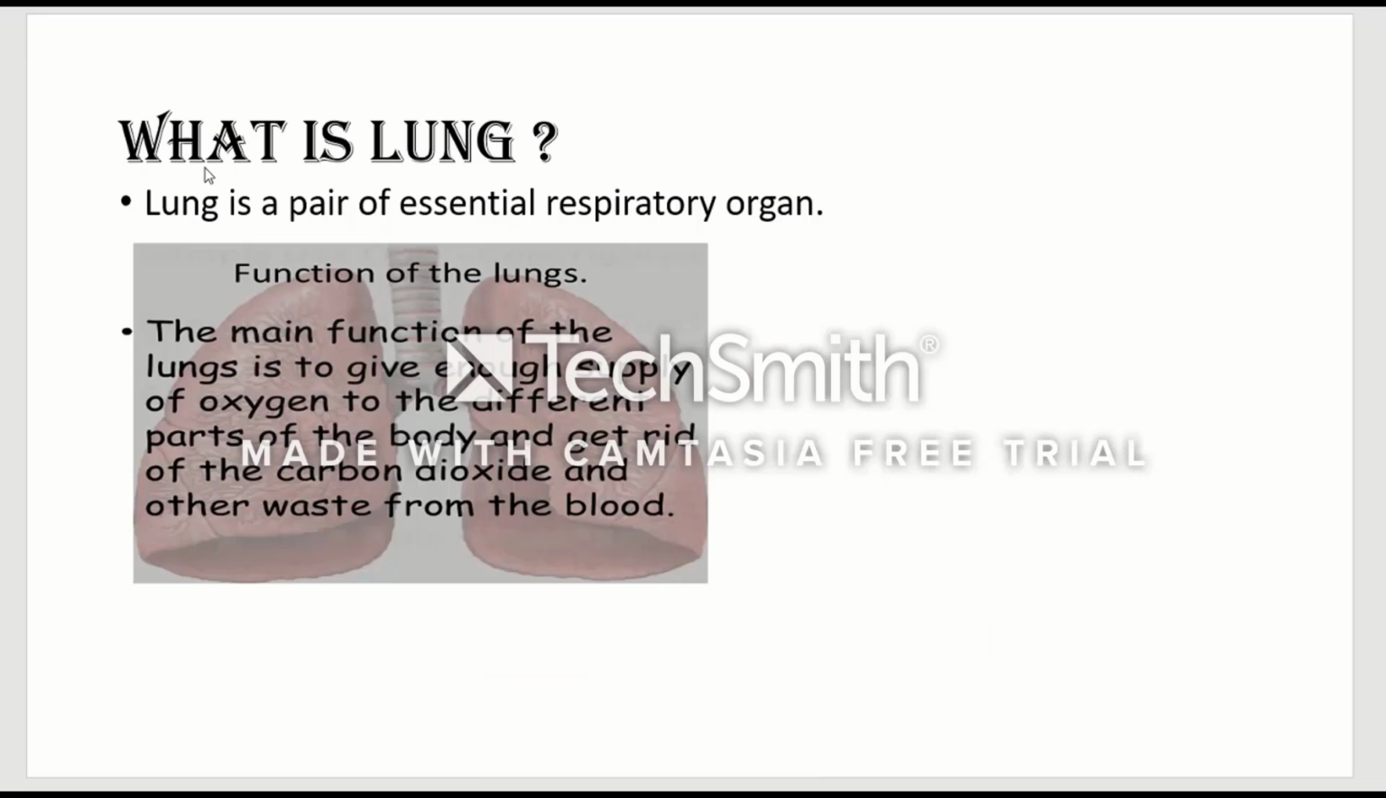Then আমরা যাব লাংসে. What is lung? Lung is a pair of essential respiratory organs. And function of lung যদি বলতে চাই, সেক্ষেত্রে বলতে পারি the main function of the lung is to give enough supply of oxygen to the different parts of the body and get rid of the carbon dioxide and other waste from the blood.